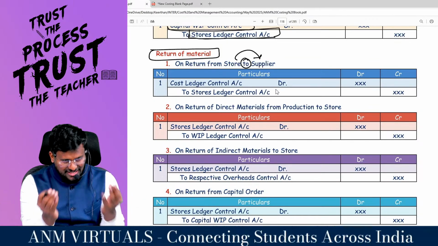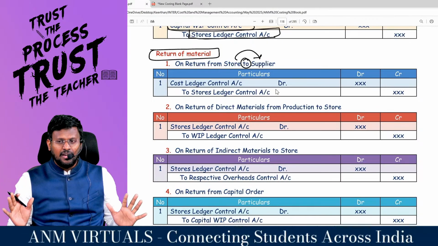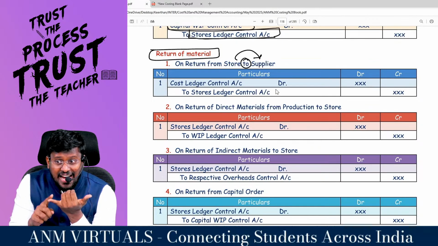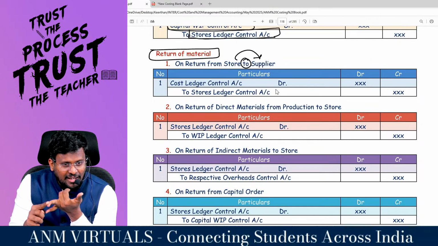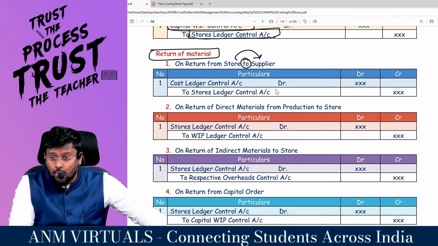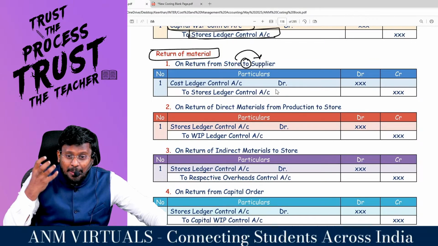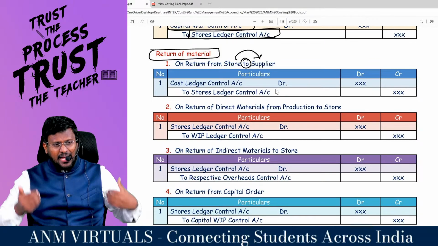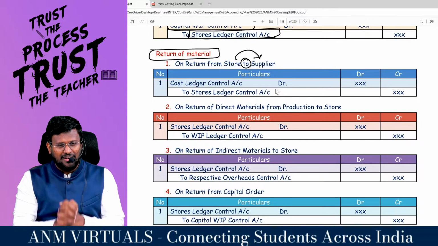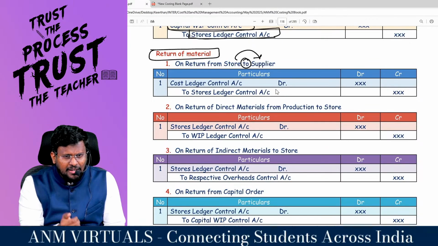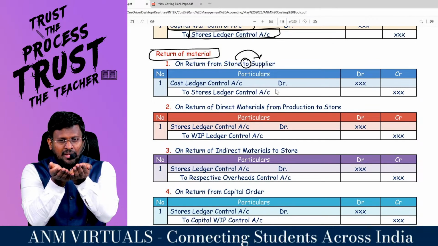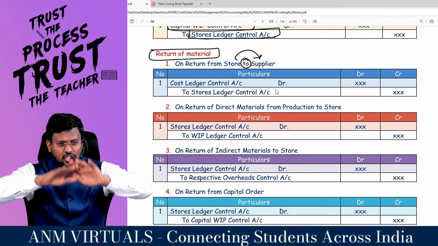One of the finest chapters available. From the stores, I have issued material which is direct, which is indirect, which is for capital WIP. They may feel that excess stock I have issued, that much is not there for consumption. They may return that to the source. Then automatically the balance of the material available in the stores and the respective ledger cost will reduce.